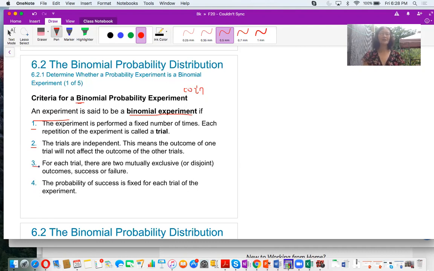Number three, for each trial, there are two mutually exclusive outcomes, success or failure. For example, if you flip a coin, if you call the head a success, the tail is the failure. Number four, the probability of success is fixed for each trial of the experiment.